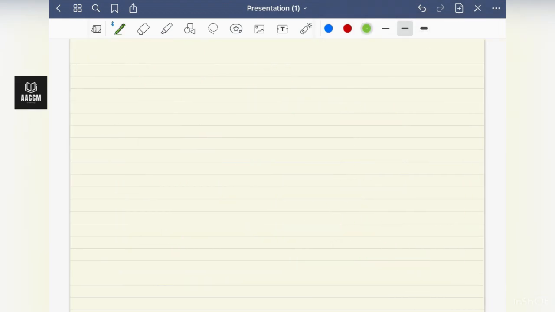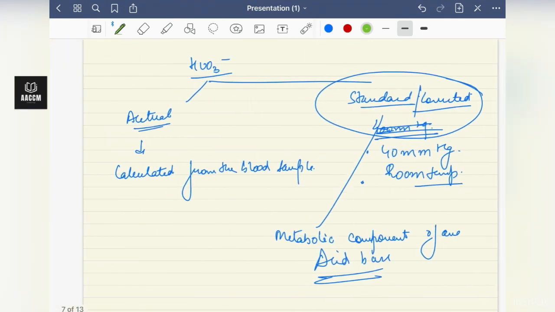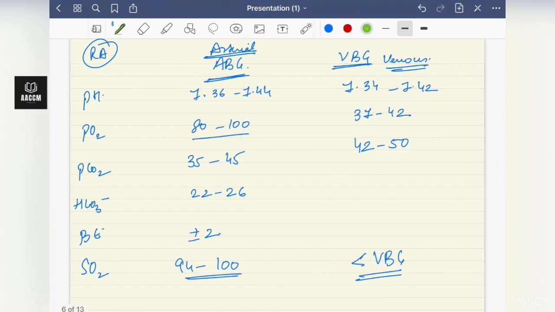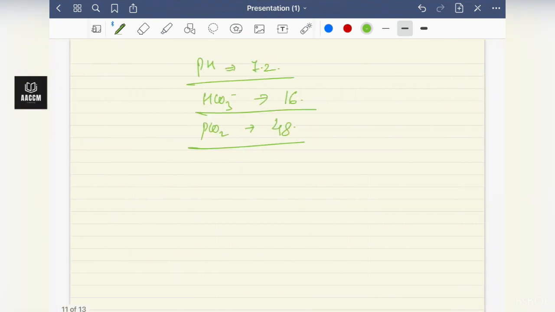Okay, so let's see one example. The pH is around 7.2. The bicarbonate is around, say, 16. The PCO2 level is around 48. Now, if we see from the previous lectures, the normal PCO2 level is around 35 to 45. Okay, and in this case, this is around normal.